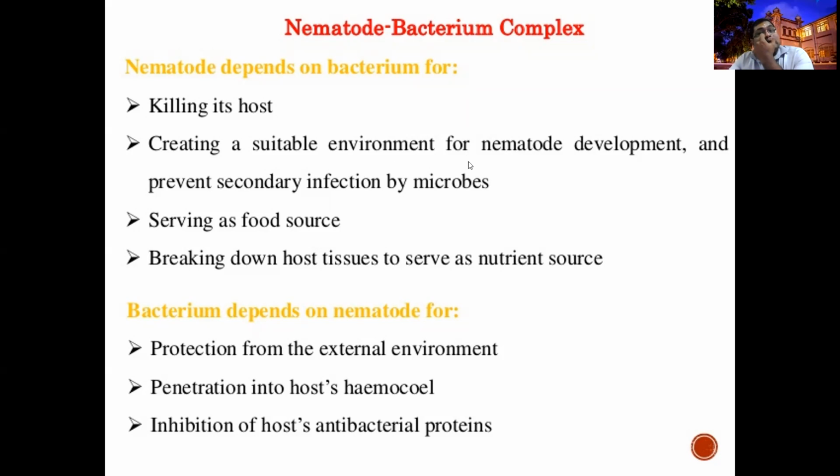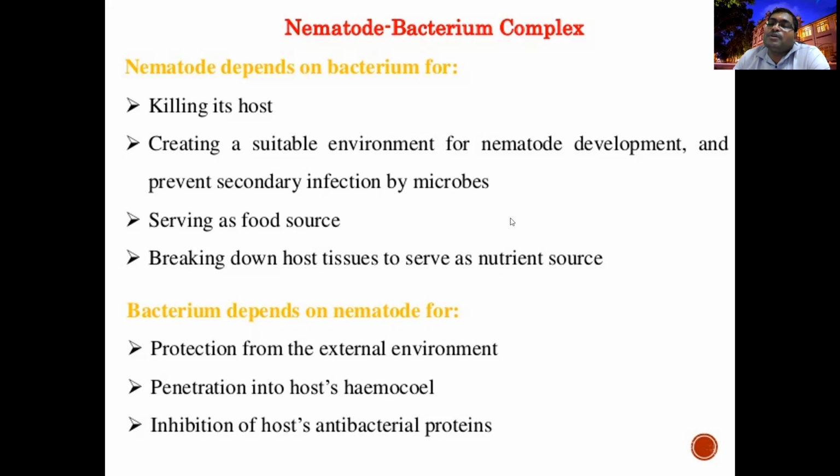If the host antibody is present, then the nematode will not survive. Therefore, a suitable environment needs to be created. Bacterium can help to create a suitable environment inside the insect body and serve as a food source. Bacteria also serve as a food source, so the nematode also consumes these bacteria, and they break down the host tissues to serve as a nutrient source.